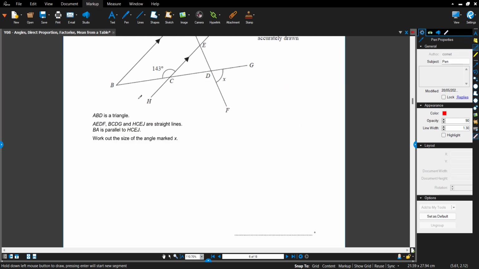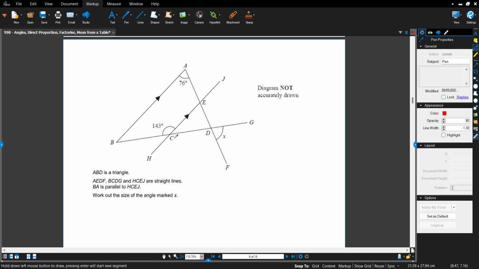So we have to work out the size of the angle marked x. We don't have to give any reason, thank God. First thing jumping out at me, that and that, parallel lines. So we're going to have Z shapes here. We're going to have alternate angles, vertically opposite angles, corresponding angles, all this stuff. All right, let's go. So work out the size of x, we have to find x.